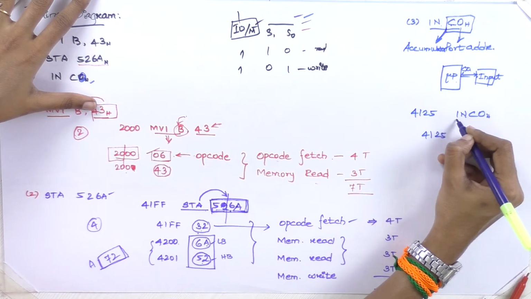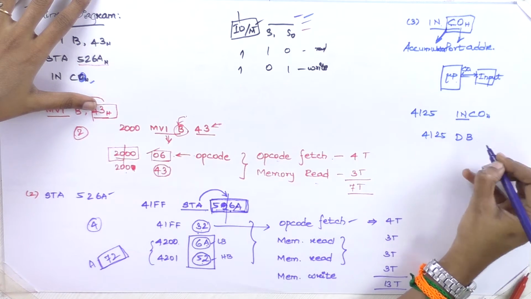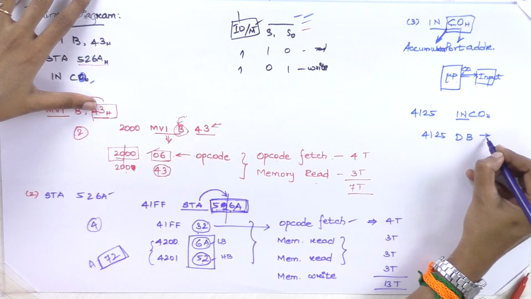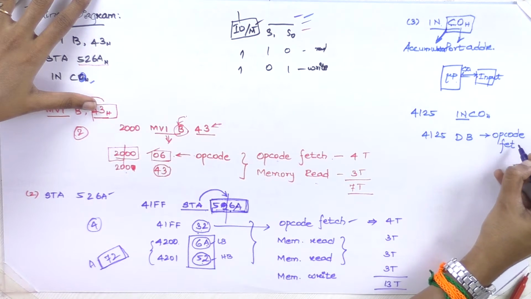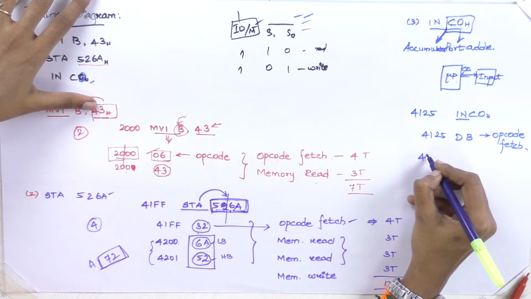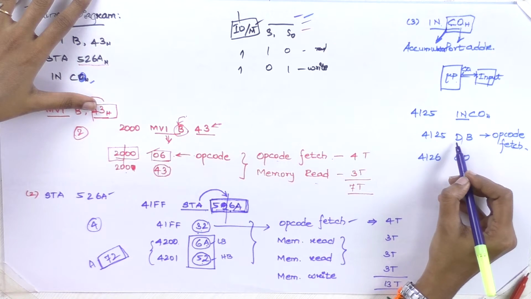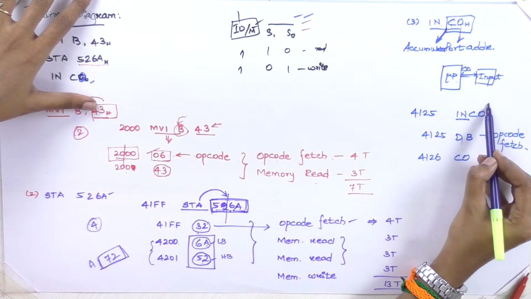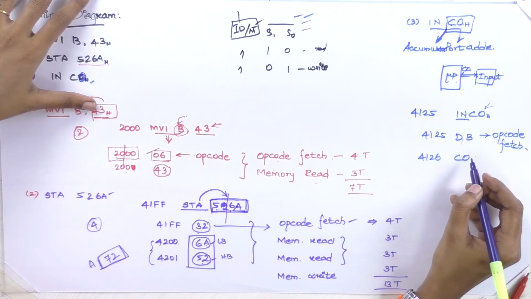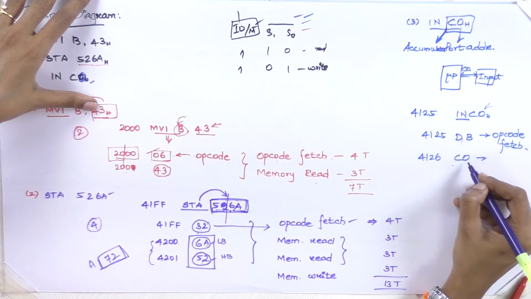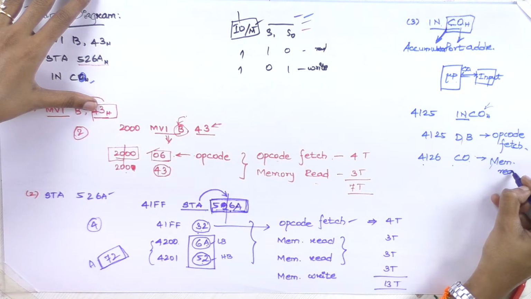First the opcode will be stored. For IN C0, the opcode is DB. For this, the operation required is opcode fetch. At address 4126, the port address will be stored, because you are going to perform an IN operation from the port address C0. You have to know this address, so it is stored in the memory location. The next machine cycle is memory read.